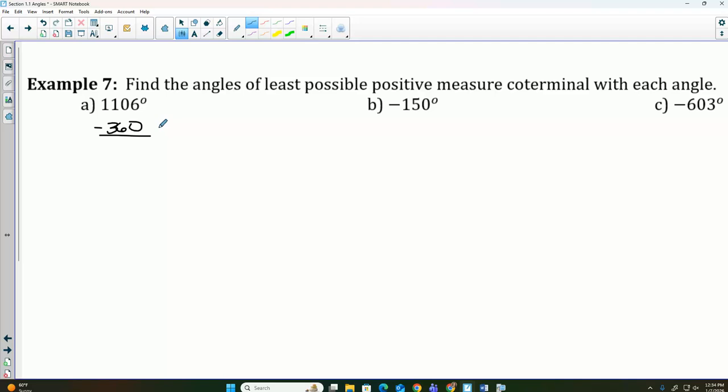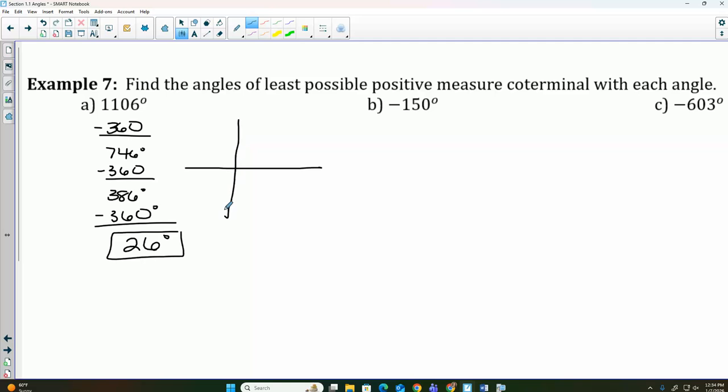All right, so when I do that, I get 746. Is that small enough? Nope, so subtract it again. You don't have to show me the work. You're welcome to do it on your calculator until you get the number you need. So I get 386. Is that small enough? No, so you subtract 360 again, and we get 26 degrees. In terms of drawing it, I didn't ask you to, but if I did, 26 degrees would be about right here.